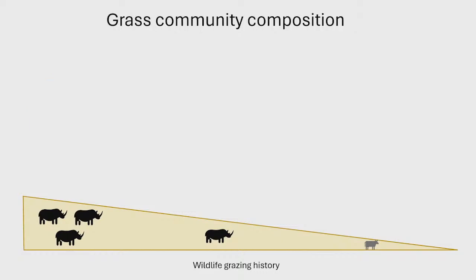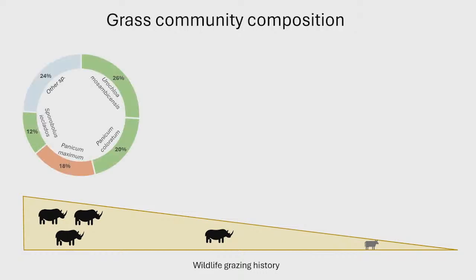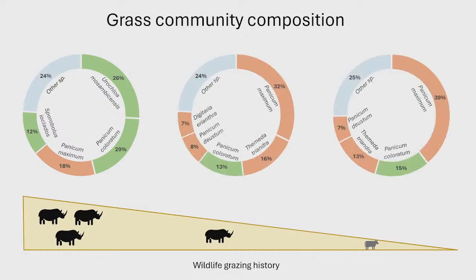And then when looking at the community composition, you see the same thing. In the area where there's been grazing for a long time, the dominant species are the lawn grasses. So you have Urochloa mosambicensis, Panicum maximum, Sporobolus nitens. And for the other two sites, you have a similar species composition, which is dominated by bunch grasses, Panicum maximum, Themeda triandra, Digitaria eriantha.